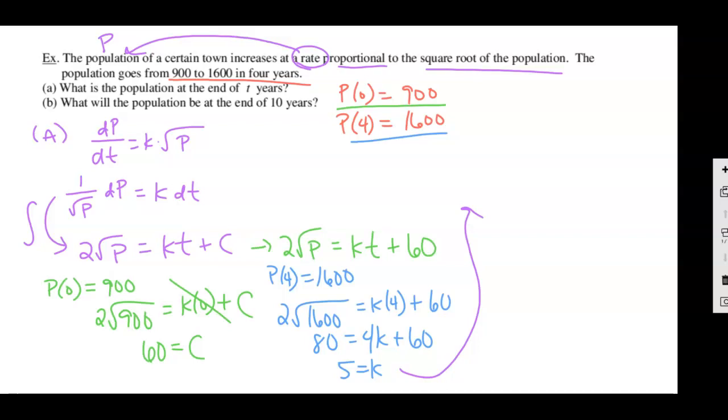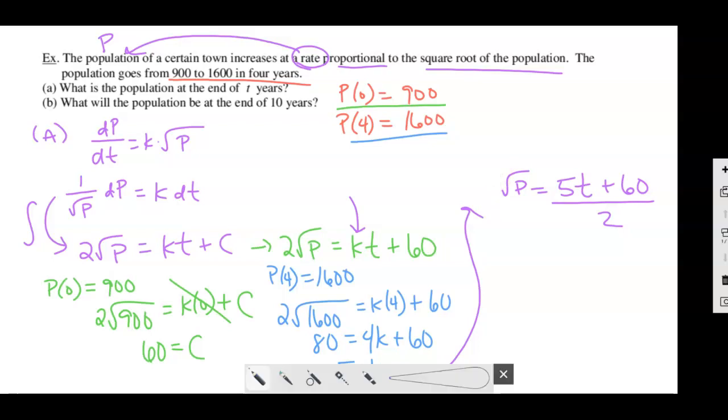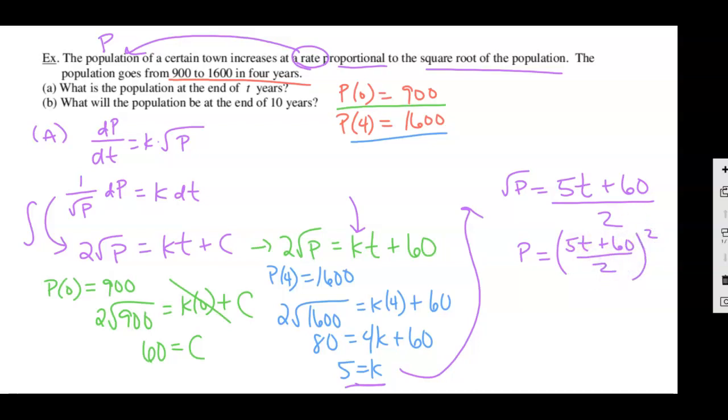So we're going to have 2 roots of P equals the K value. Plug it in as 5, T plus 60, right? Plugging in that K value right here. And then we got to finish the rest of the algebra. So let's see, divide by 2. That's pretty nice. I like the smart board. And then you could square it. So here, if you wanted to, you could have P is equal to this whole thing in parentheses, 5T plus 60 over 2 squared. Like, that would be fine.